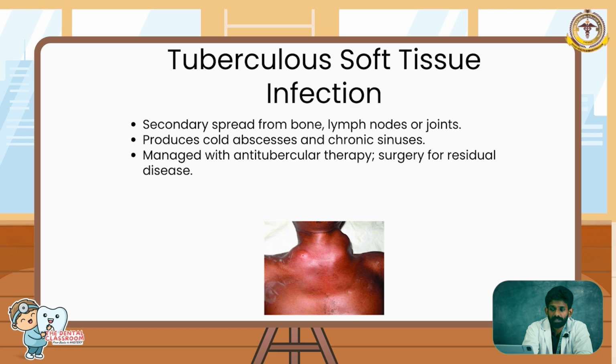Tuberculous soft tissue infections. It is secondary to the spread of tuberculosis from the bone, joint or the lymph node. These form cold abscesses and sinuses. There are no signs of acute inflammation. The treatment is standard anti-tubercular therapy followed by excision of the residual sinus.